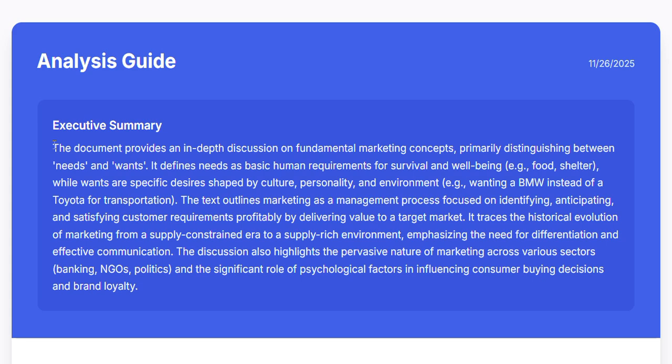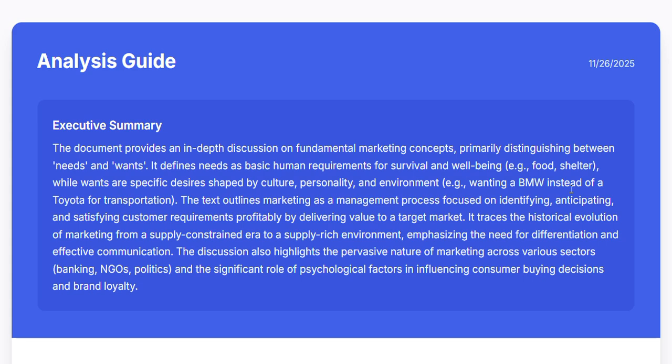The document provides an in-depth discussion on the fundamental marketing concepts, primarily distinguishing between need and want. It defines need as a basic human requirement for survival and well-being, such as food and shelter, while wants are specific desires shaped by culture, personality, and environment. For example, wanting a BMW instead of a Toyota for transportation.